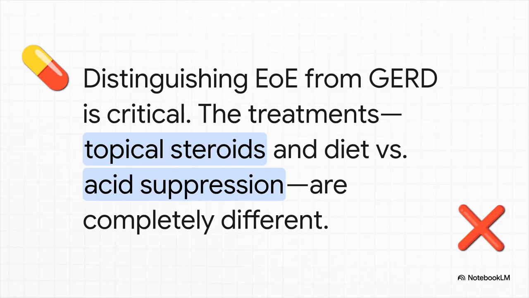So why do we care so much about telling these apart? Well, here it is. This is the whole ballgame. You can throw PPIs at a patient with EOE, and yeah, it might help a little, but it's not going to fix the root cause, that underlying allergic inflammation. They need totally different treatments, like swallowed steroids or changing their diet. If you get the diagnosis wrong, the patient just keeps suffering.